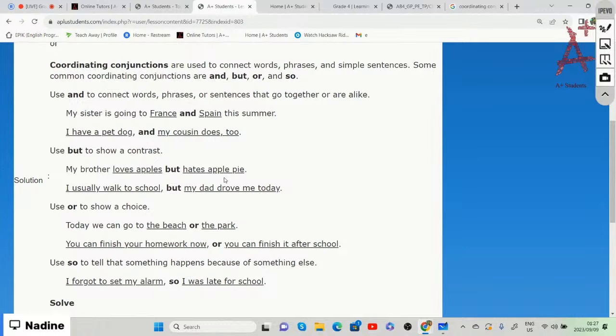Today we can go to the beach or the park. So it's like a choice. You have a choice to go either to the beach or to the park. Another example: you can finish your homework now or you can finish it after school. So you can either finish it now or after school. Or shows a choice.